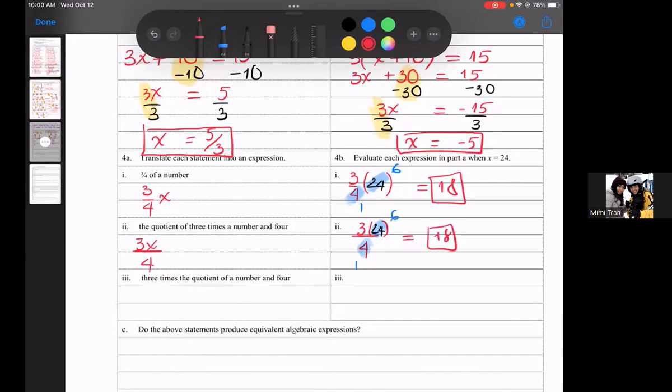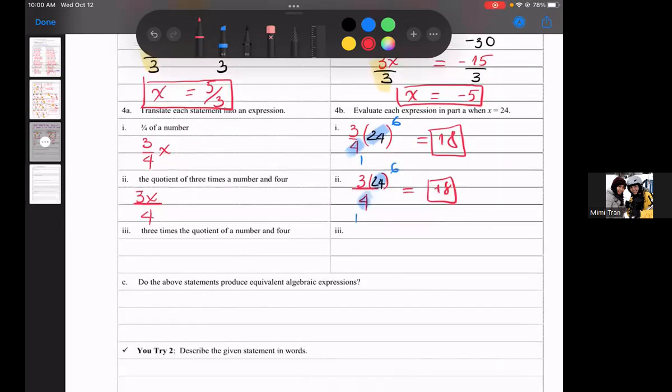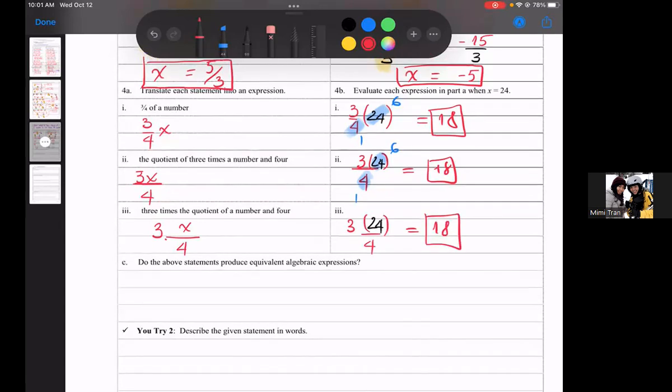3 times the quotient of a number and 4. 3 times the quotient of a number and 4. Like that, right? 3 times. It's still the same thing. The number is 24. Still 18. Do the above statement, yes.